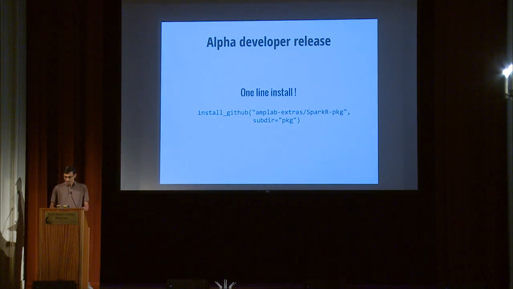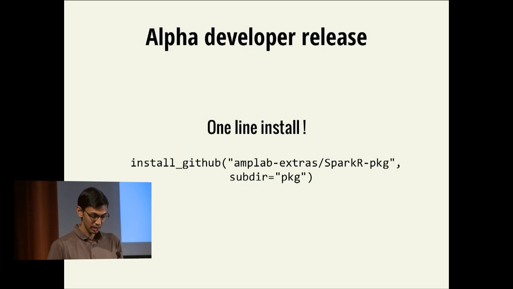So SparkR is a pretty young project compared to most of the other Spark APIs that are present out there. There's an alpha developer version that's available on GitHub. One of the things that I'm really proud of is this one-line installation command, which you can run from your laptop or any machine, and it should fetch the package and install it for you.